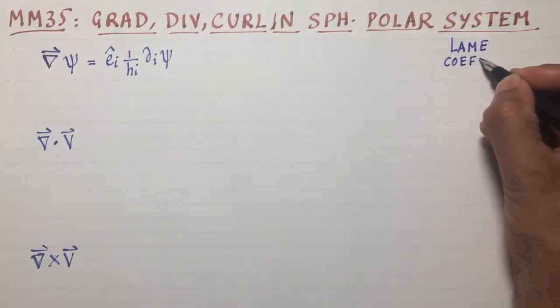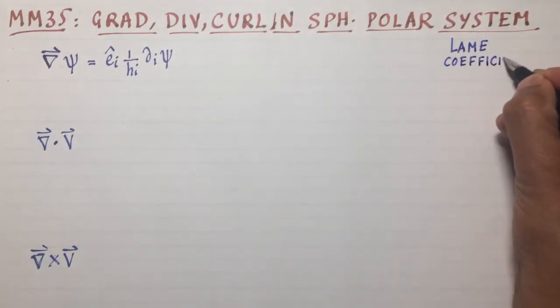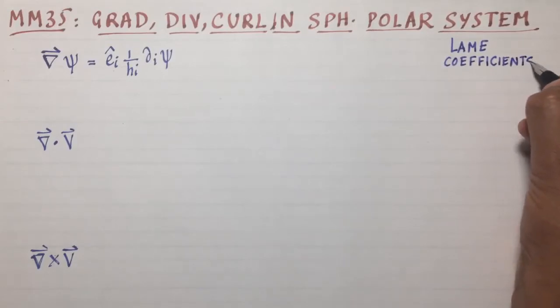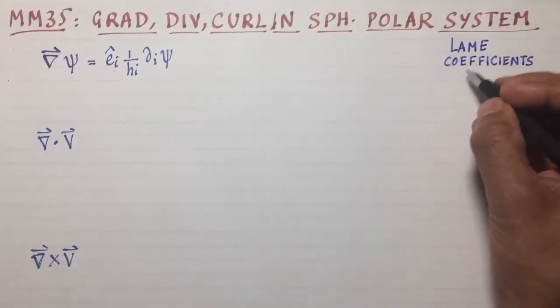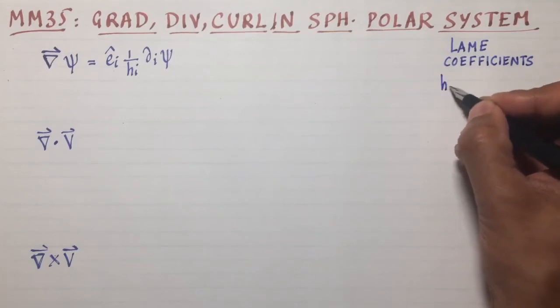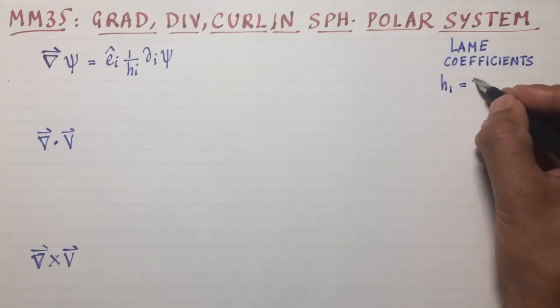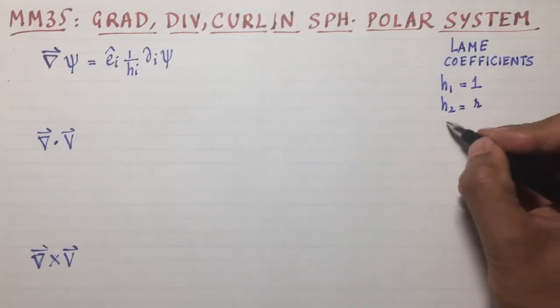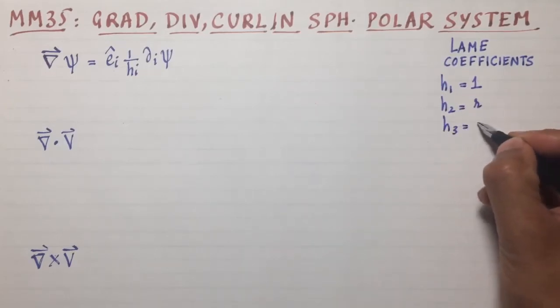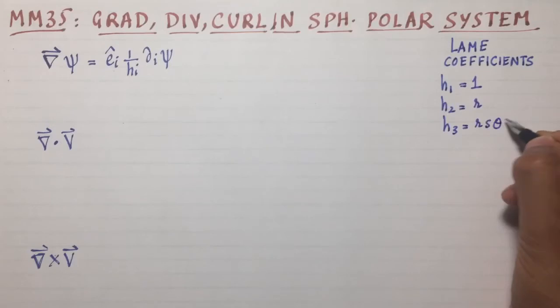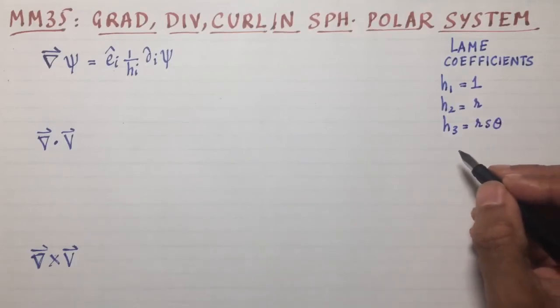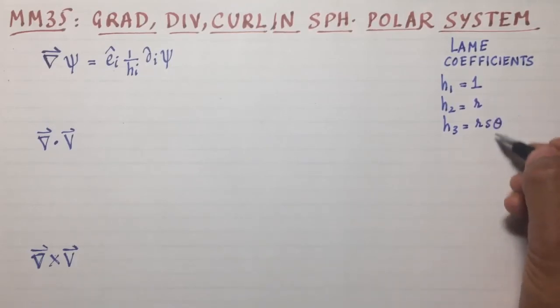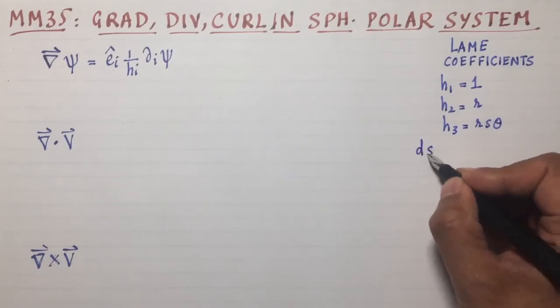The Lamé coefficients describe how the coordinates' arc elements transform. So for the spherical polar coordinate system, the first Lamé coefficient is just 1, the second is r, and the third is r sine theta. So these Lamé coefficients will tell us how to write the new arc length.